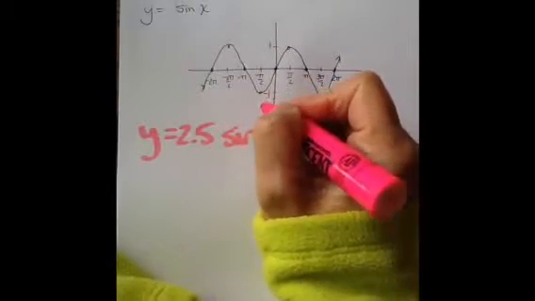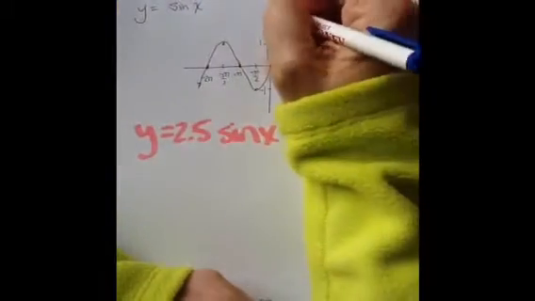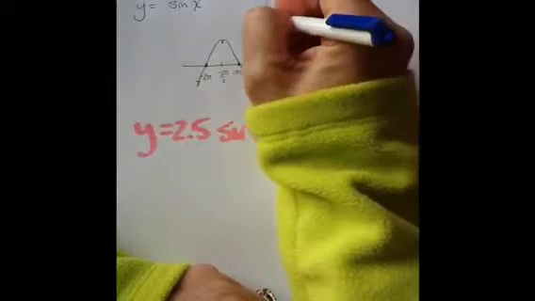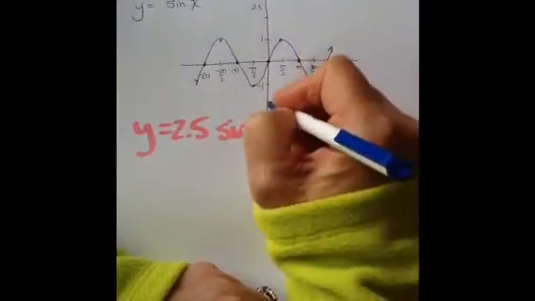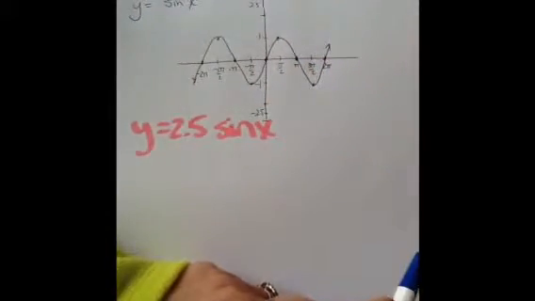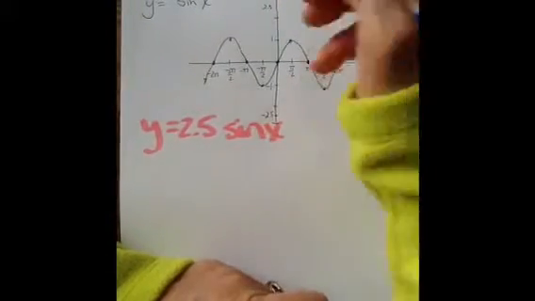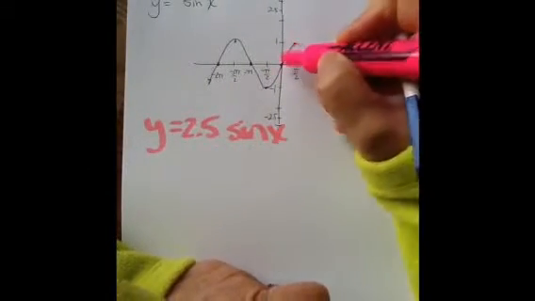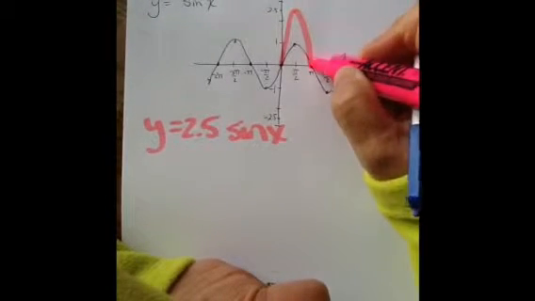Now when you have the pink one where it is actually stretched vertically, instead of going from -1 to 1, it goes up to 2.5. So what we're going to do is put 2, 3, so about here is 2.5, and about here is -2.5, and this literally gets stretched. Let's see, I'm going to put a line there. So it goes like this. Same intercepts, it just gets stretched vertically.